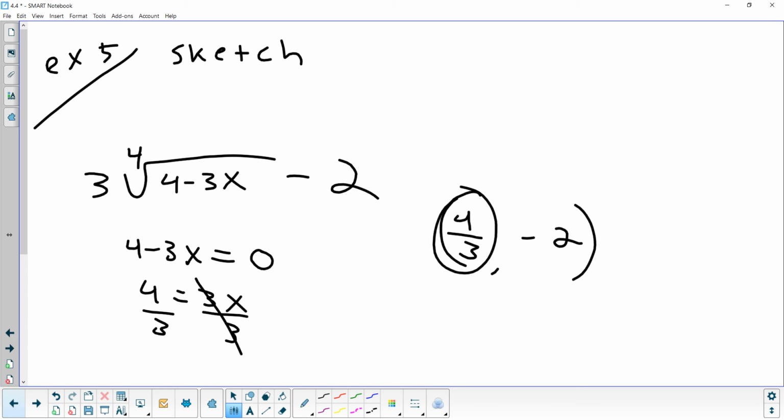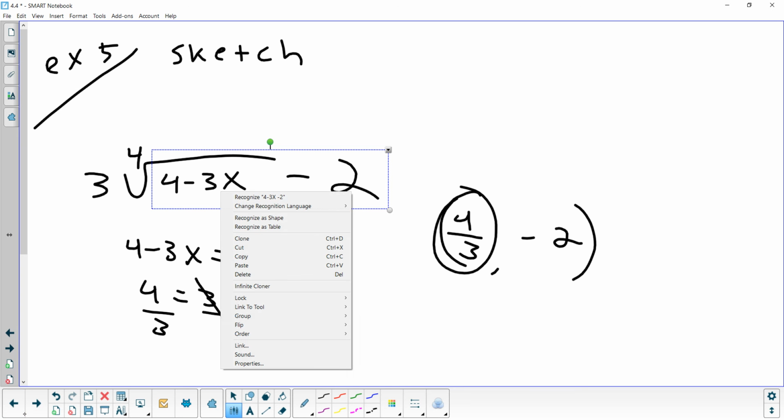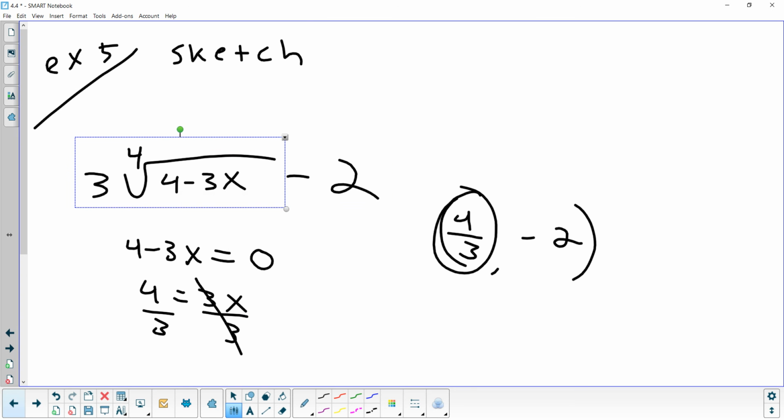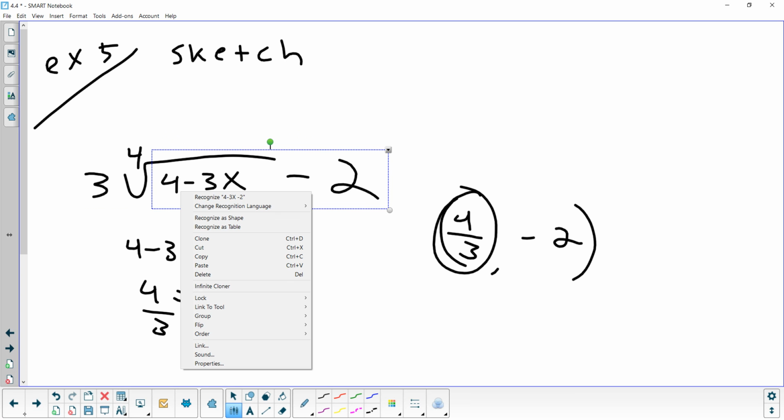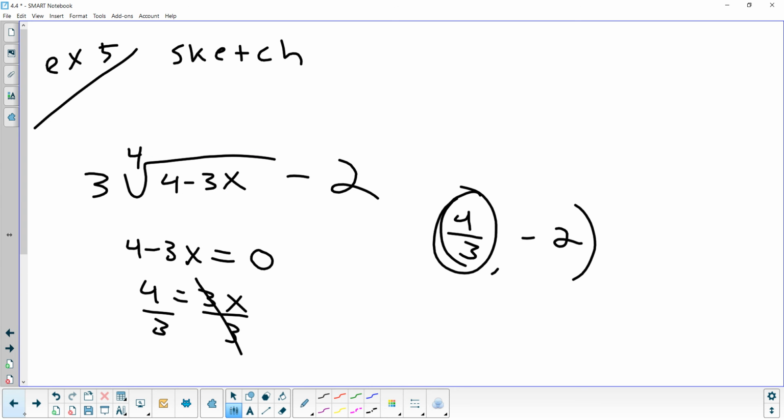No. Even easier, that I can do math in my head. 2. What's 3 times 2? Well, 6. And what's 4 minus 6? Can you take the fourth root of -2? No. We went the wrong way. You cannot pick numbers bigger than 4/3 when you're plotting this graph. You have to stick to numbers smaller. So try a number like 0. 3 times 0 is 0. 4 minus 0 is 4. Absolutely, you can take the fourth root of 4.